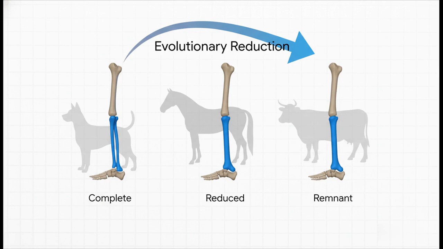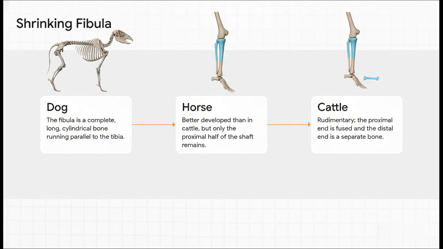This isn't just a minor difference in shape. We're talking about a clear progression towards basically disappearing in some animals. So let's trace it out. In the dog, you've got a complete, fully formed fibula. No problem. Then you look at the horse, and it's already significantly reduced. Only the top half of the shaft is there before it just tapers off to nothing. And then you get to cattle, and it's become just a tiny remnant. The top part is actually fused to the tibia, and the bottom part has become its own separate little bone.